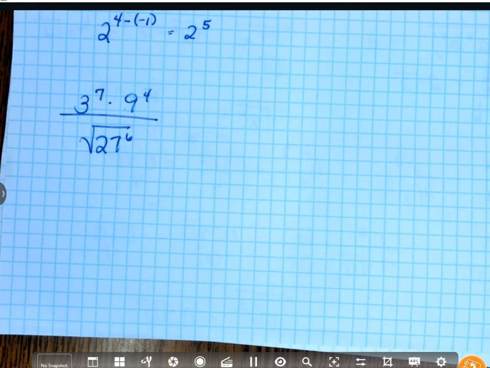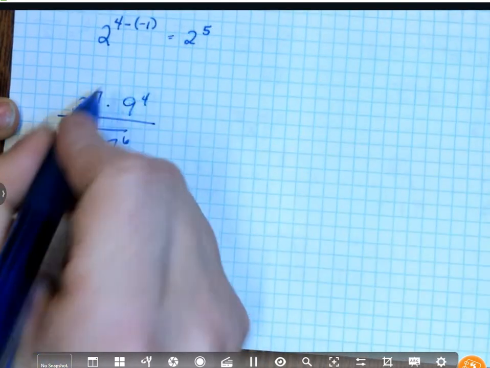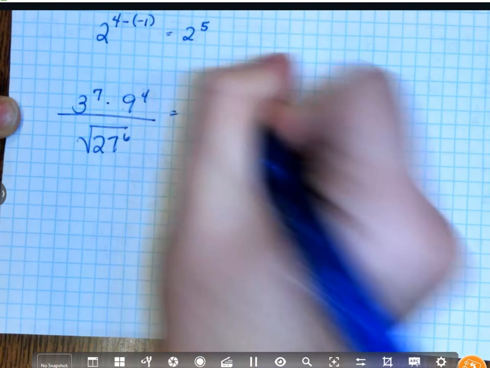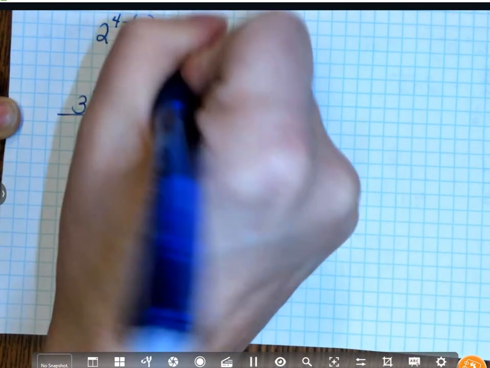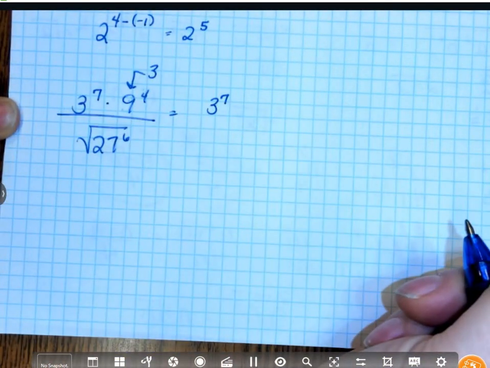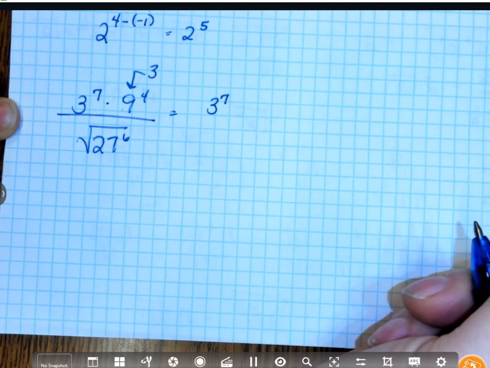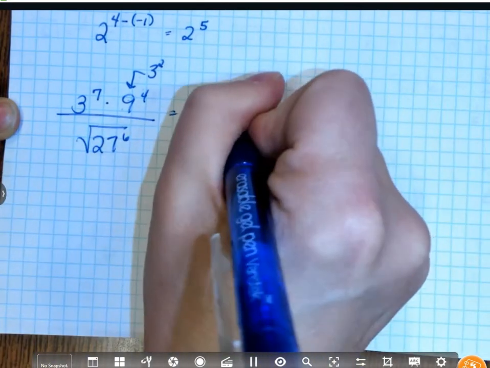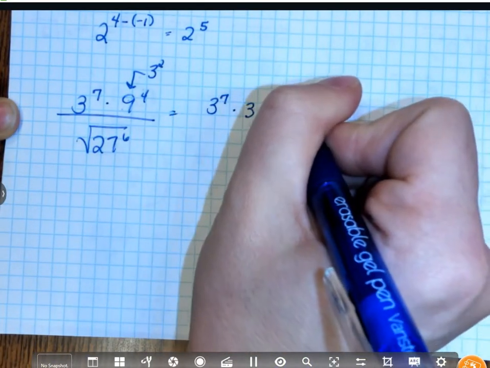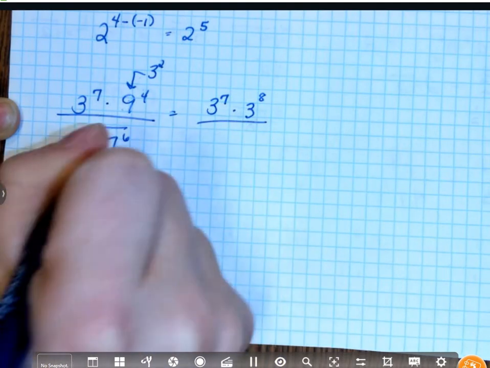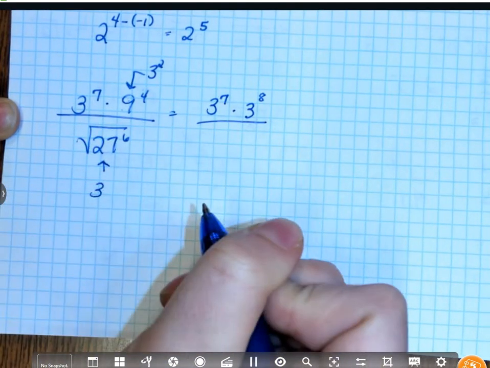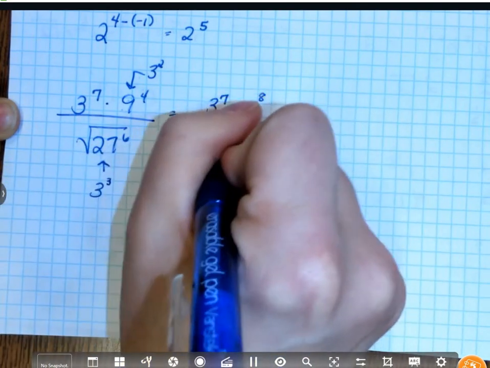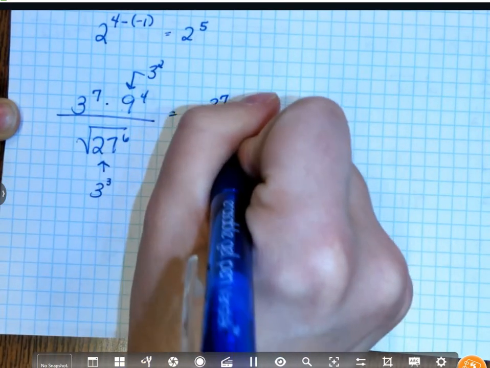Base. Yes. That bottom number has to be the same. And what do they all have in common? 3. So 3 to the 7th, I'm not going to change. 9 is actually 3 squared. So 3 squared to the 4th is going to give me 3 to the 8th. 27 is 3 to the 3rd. And 3 to the 3rd to the 6th is 3 to the 18th.